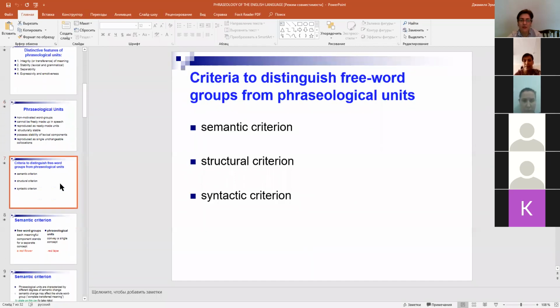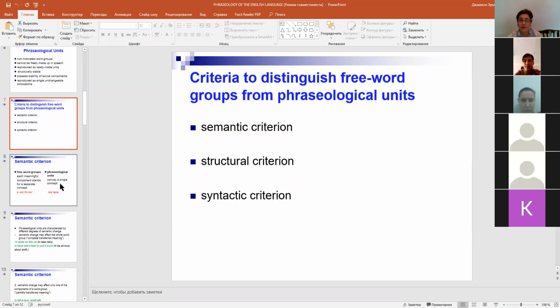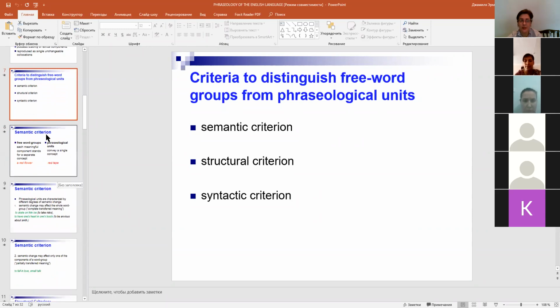Criteria to distinguish free word groups from phraseological units.